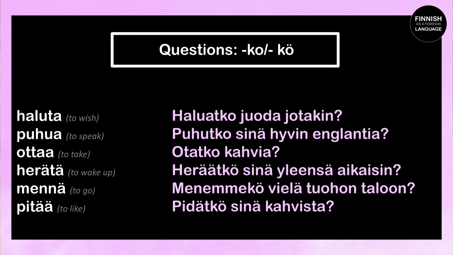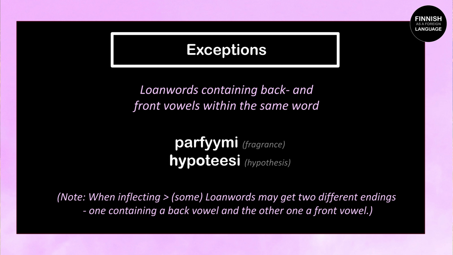Okay, now we move on to chapter 9, which is about exceptions, which are usually loan words consisting of back and front vowels within the same word. As you already know, this is something that actually breaks the vowel harmony, because it generally says back and front vowels cannot be mixed. However, in loanwords it can happen. Here are two examples. Parfumi means fragrance and hypoteesi means hypothesis.